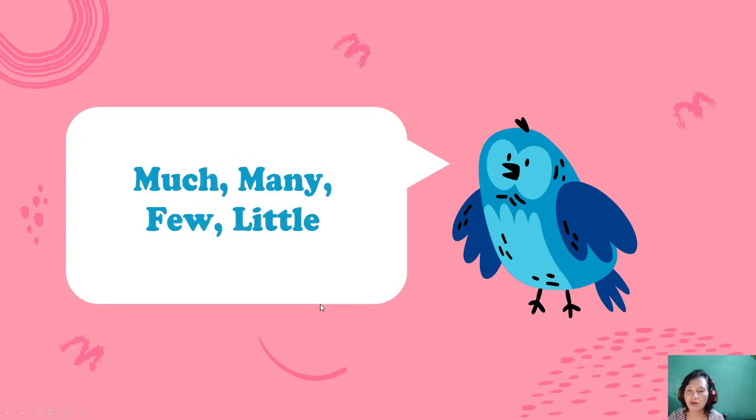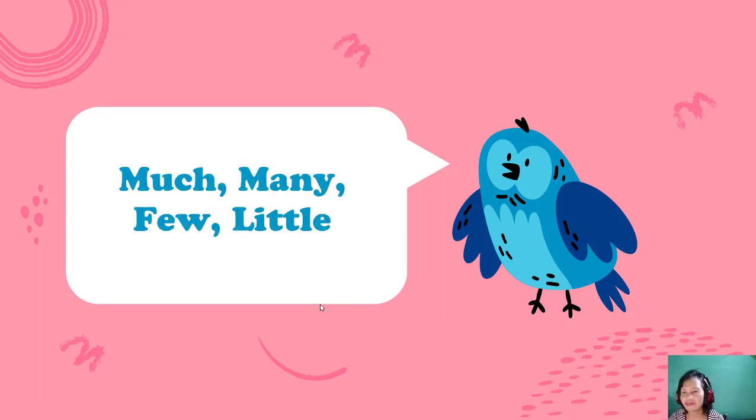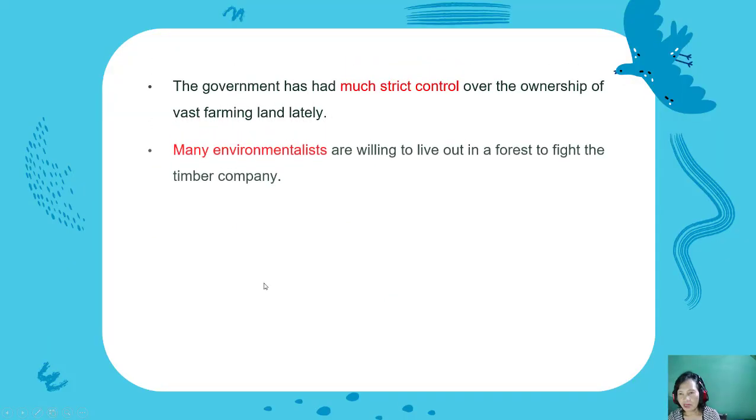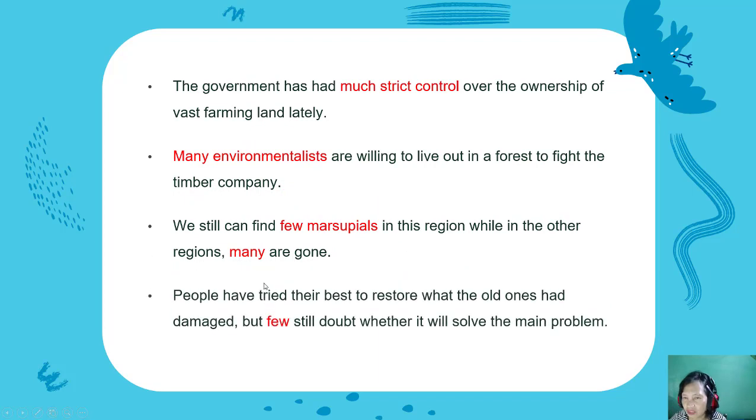Okay, now we will talk about much, many, few, and little. Much and many show more than few and little. Much is the same as little. What I mean is with uncountable nouns, while many and few are for countable nouns. The government has had much strict control over the ownership of the vast farming land lately. So we have much here because this is uncountable. Much strict control. Many environmentalists are willing to live out in a forest to fight the timber company.